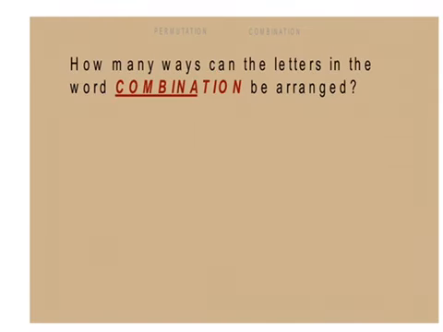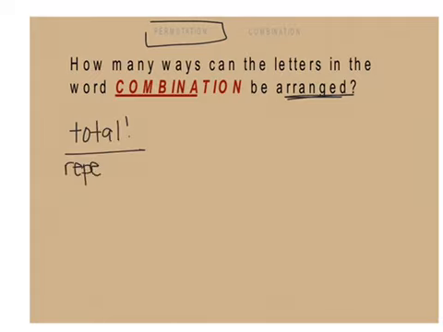Last example here, how many ways can the letters in the word combination be arranged? Well, again, arranged is really important. That tells me order matters, so we're looking at a permutation here. But this isn't going to be our normal permutation. Since it's a permutation, remember, when we have letters that repeat, we have to do the total factorial divided by the repeats' factorials. So total in here, I have 1, 2, 3, 4, 5, 6, 7, 8, 9, 10, 11 letters, so 11 factorial. And I have a couple of letters that repeat. I have the O's that repeat, so I have 2 of those, so I get 2 factorial there.